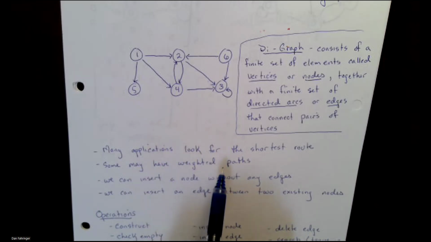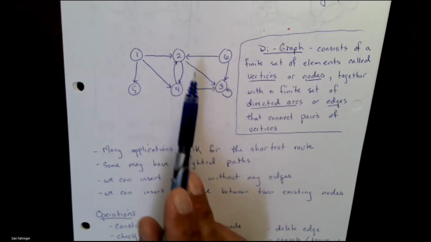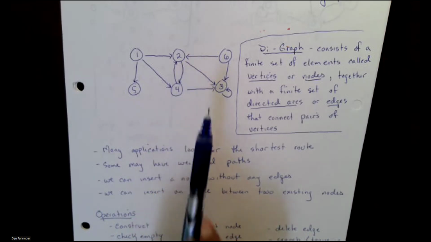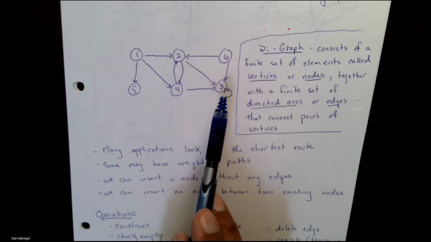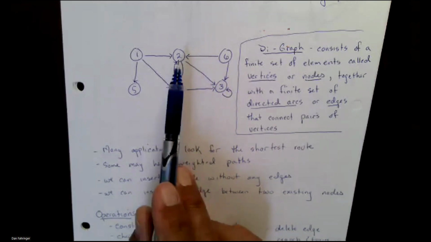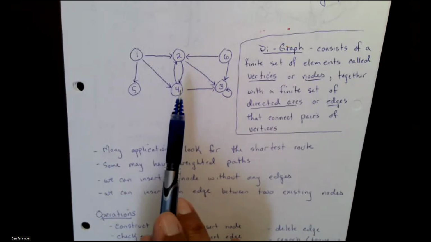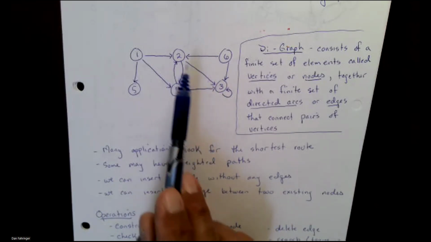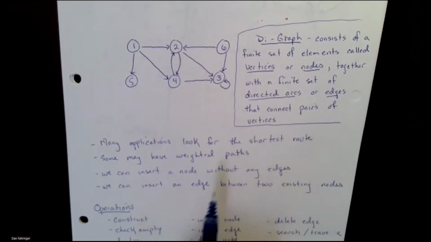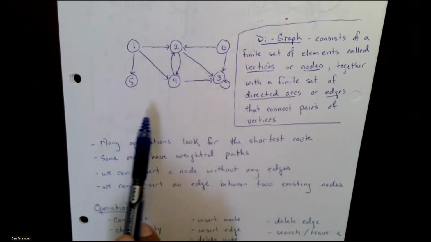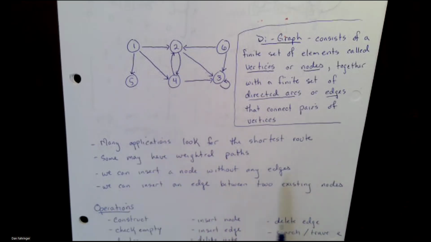Some may have weighted paths. Okay, these edges may be weighted. This is flying to New York City. This is flying to Scranton, Pennsylvania. One of these flights is going to be cheaper than the other because of maybe demand or something like that. We can insert nodes, right? I can throw in 6 and there's 7 and it just sits there. Add edges later. It depends on what we're doing.